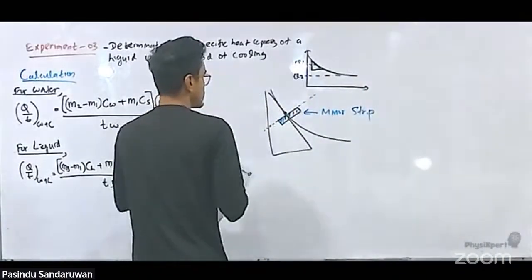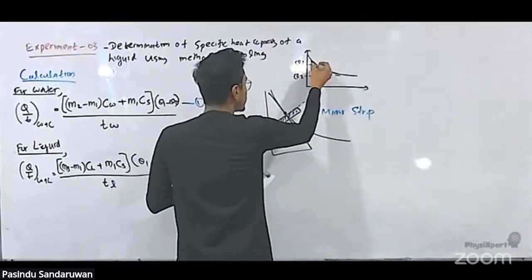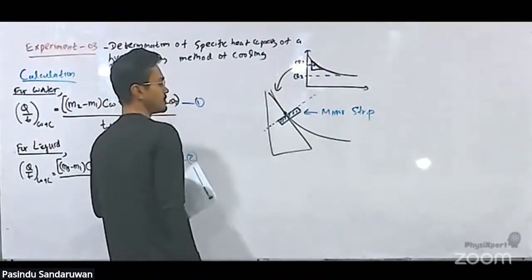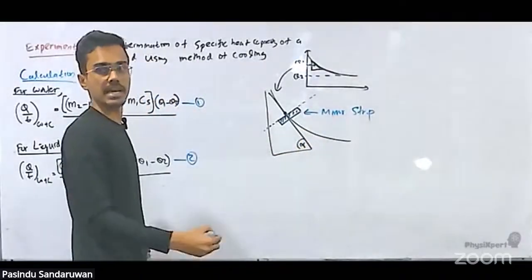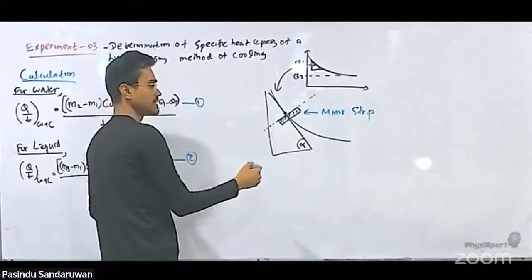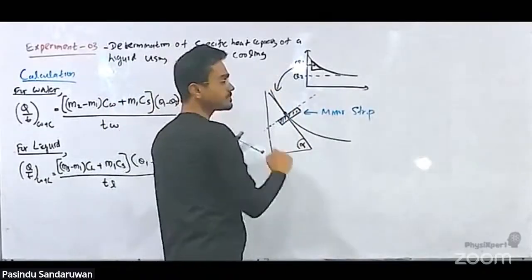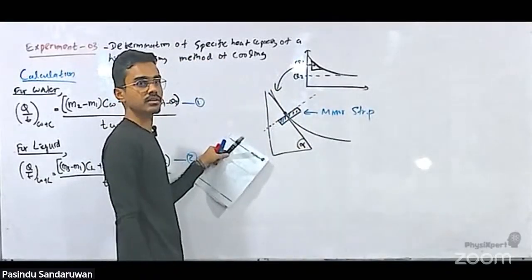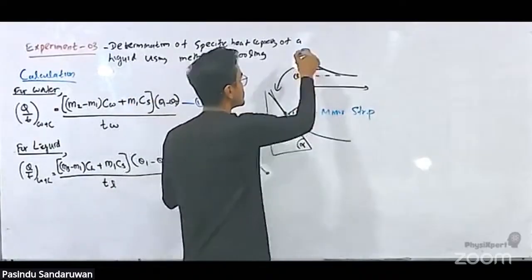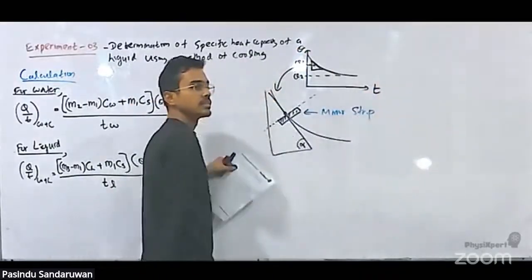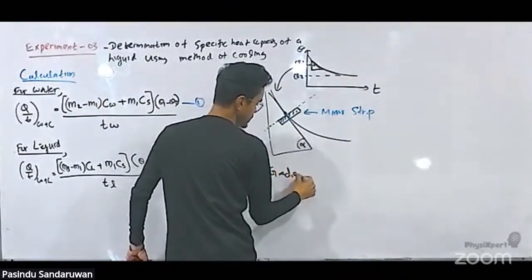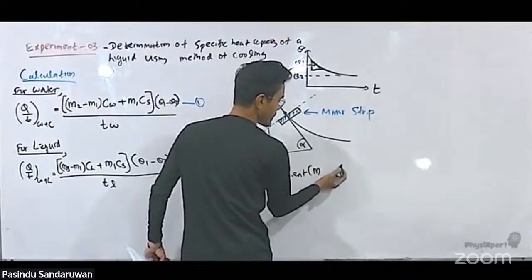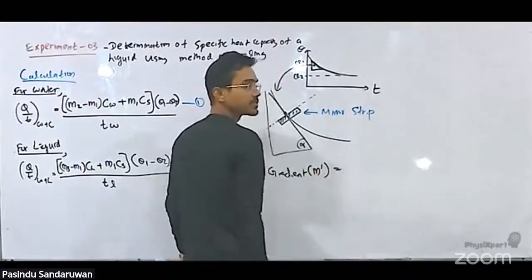Right. This is a magnified view of this, right? Now let's say this angle is alpha. Gradient is tan alpha. Correct? What is given by the gradient of the graph? This is a cooling curve. What is given by the gradient?